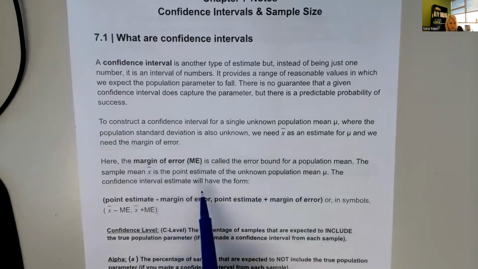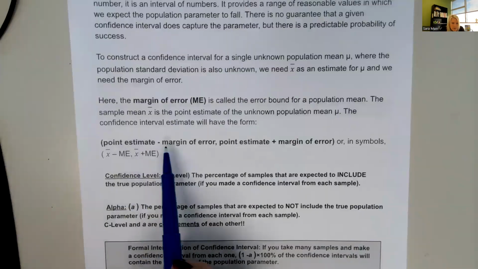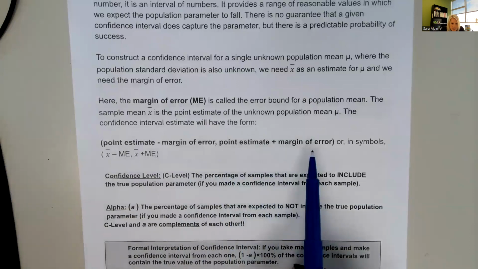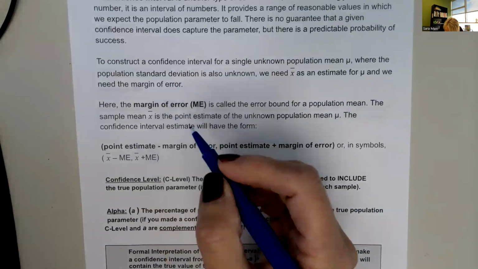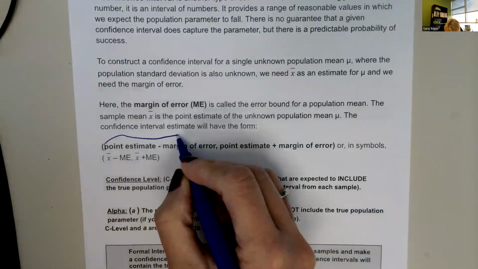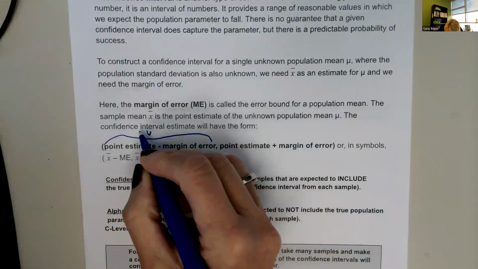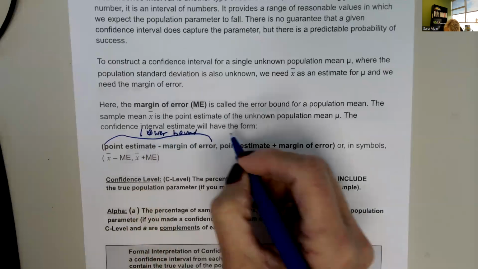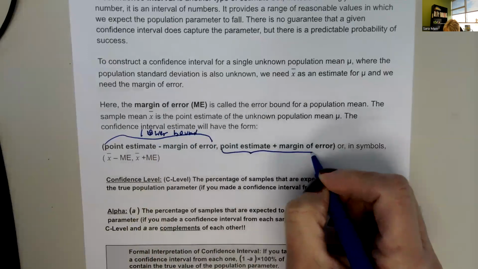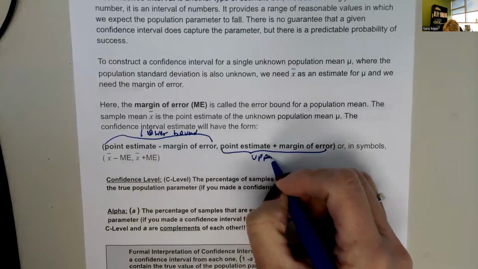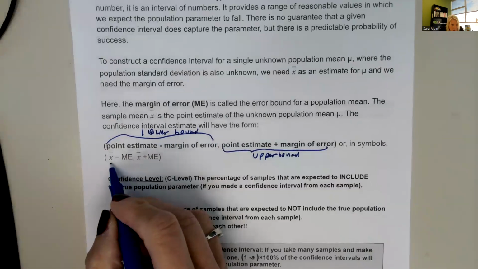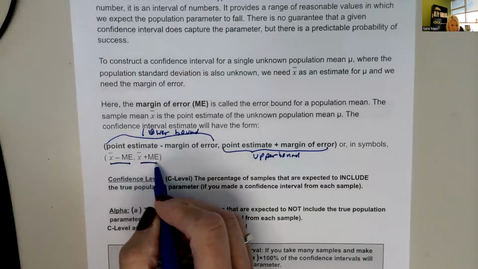The confidence interval estimate will have this form. We're going to take the point estimate and subtract the margin of error, and then also the point estimate and add the margin of error. This is going to be our lower bound, and this will be the upper bound of the interval. So essentially we're taking the sample mean minus the margin of error, and the sample mean plus the margin of error.